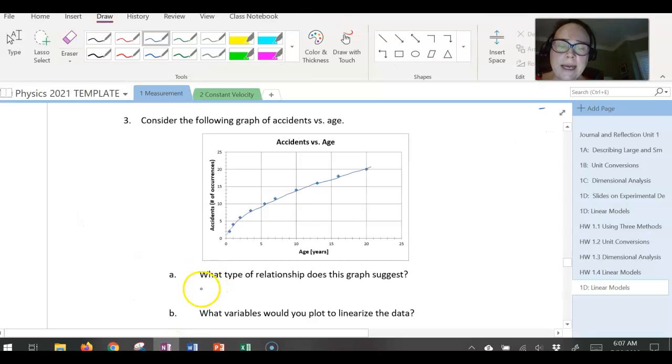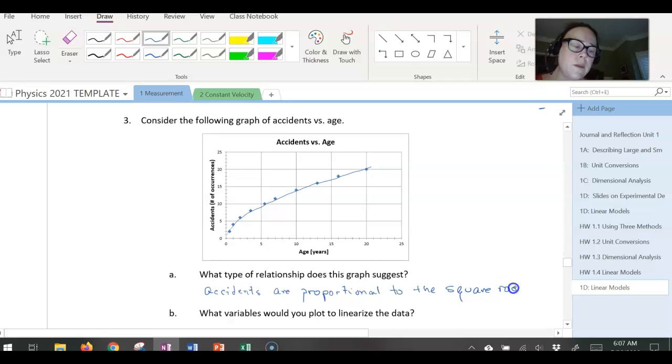So it looks like accidents are proportional to the square root of age. In other words, y equals some slope times the square root of x. That's what that function looks like.